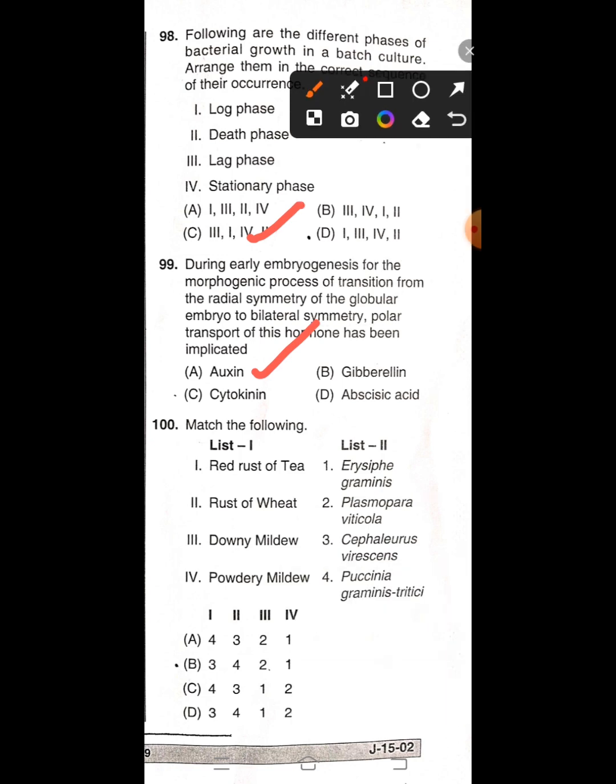Here also you have to match the diseases. List 1 consists of diseases of plants, list 2 consists of the organisms. Let's see the matching: red rust of tea, rust of wheat, downy mildew, powdery mildew. So for this the correct answer is B. That means red rust of tea is caused by Cephaleuros virescens, and rust of wheat by Puccinia graminis. Downy mildew is caused by Plasmopara viticola, and powdery mildew is caused by Erysiphe graminis. Okay, so these are the questions.